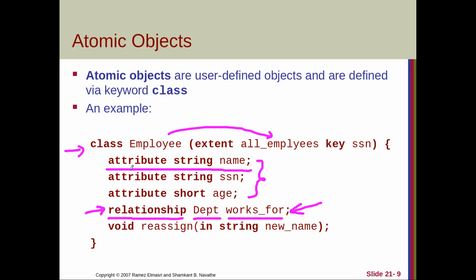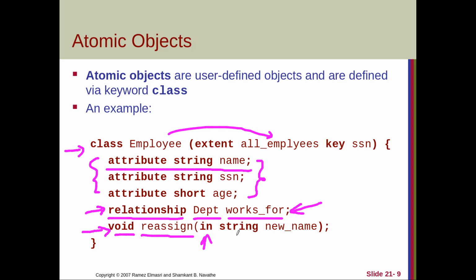Now we have defined all the attributes. We have defined one relationship. If you have more relationships, they can also be written here again and again. Then if you have some operations like functions, void reassign. So void is the type, reassign is the name of the operation. Then this is the parameter. The parameter is of int type. That means some parameter will be received, which will be received by the reassign parameter.